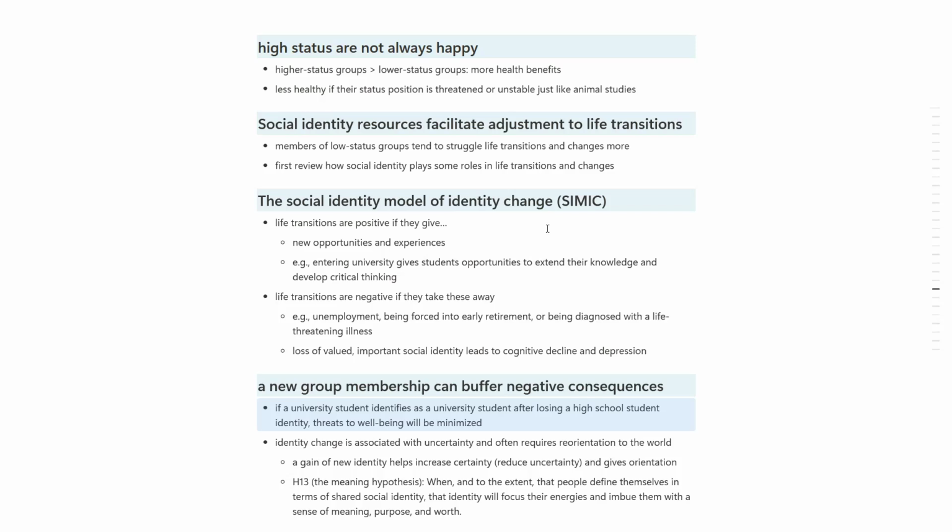And this may be true when you graduate from a university too, and then you start working at a company. So basically, you will lose a university student identity, but also will gain membership in the company where you are going to work. So losing university student identity can be a threat to your well-being. However, if you can successfully identify with the new company that you are going to work for, then such threat to well-being will be minimized.